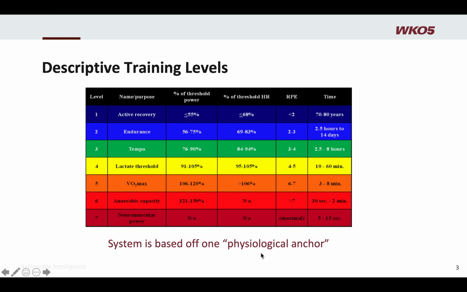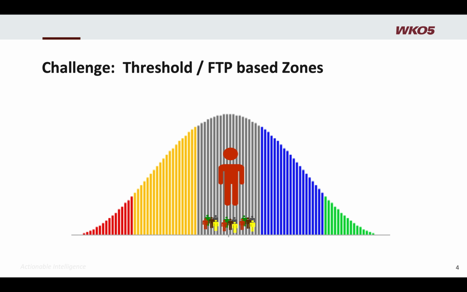The challenge here a little bit is that the entire system is based off one physiological anchor, your threshold or your FTP. Now, when we take a look at that over time, we understand that when you generalize rules, you tend to make a bell curve of response. So the challenge that we see in the generalized approach is that the general functional rules really only apply to about half the universe. 50% of the people fit within the generalized rules, and therefore a classic training zones approach works just fine.